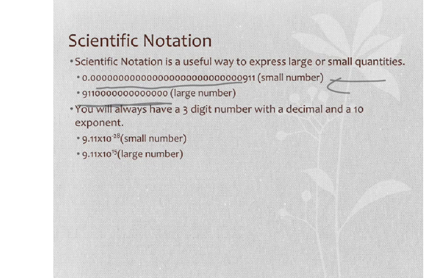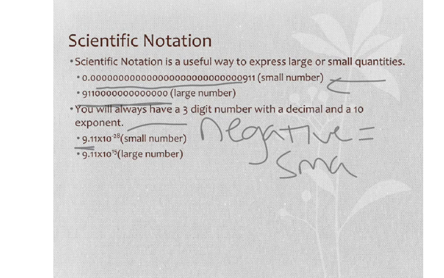Now, to write all those zeros would be really confusing. So here's where scientific notation is really useful. You will always have a 3-digit number with a decimal and a 10 exponent. What I mean by that is you'll always have 3 digits with a decimal in between. The next thing you'll have is a multiplication sign and then a 10 that has an exponent associated with it. Anytime you see a negative, this means you have a small number. Negative equals a very small number. When you see a positive, this means you have a really large number.